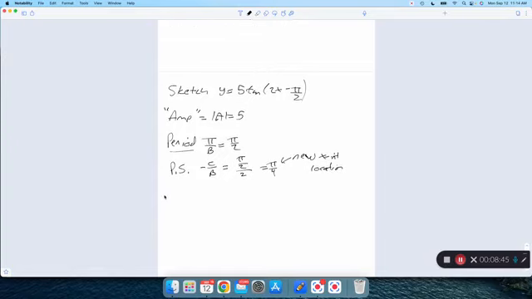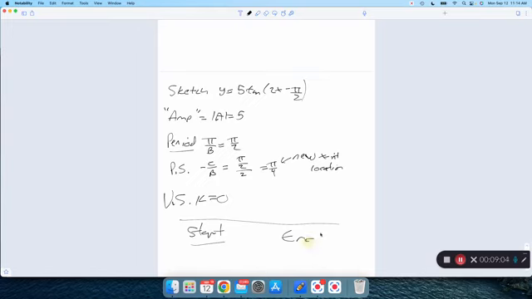Okay, vertical shift. I am never going to give you a vertical shift on a tangent. These graphs are ugly enough, but we could have one. We could have a +7 out here. In this case, we don't. K equals 0. Okay, start and end. This is completely new.